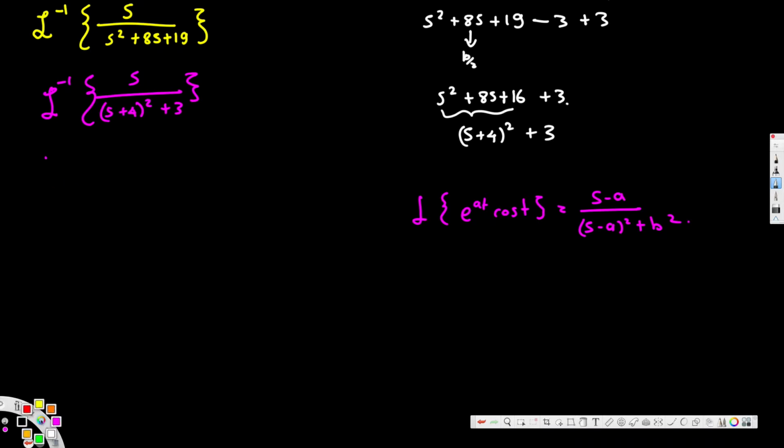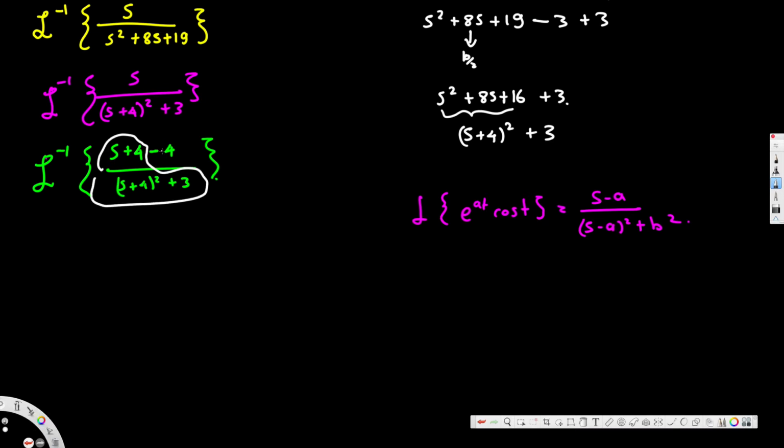If we do that, this is going to become Laplace inverse of s plus 4. If I add 4, I have to subtract 4 because we are adding something that does not exist, so we have to subtract that one as well. And the denominator remains the same, s plus 4 whole square plus 3. Now until this term, this is the e power at cos bt pattern, but this minus 4 doesn't belong to this equation, so we have to separate this one. But this minus 4 also contains the denominator, so we have to bring the denominator as well.